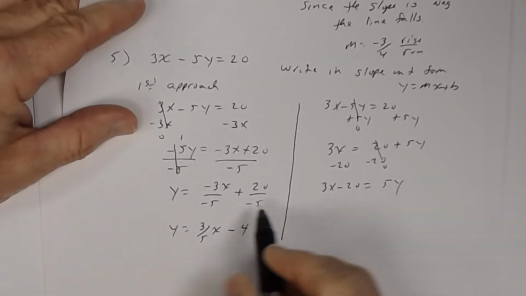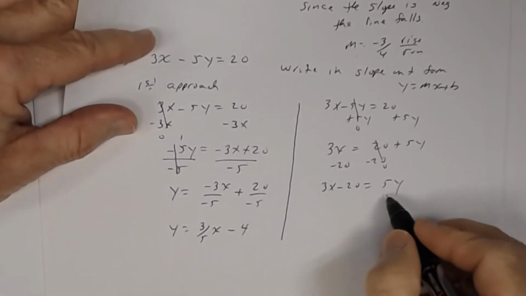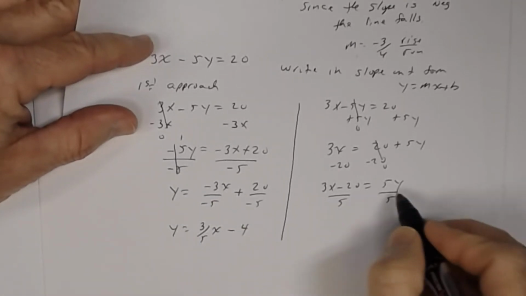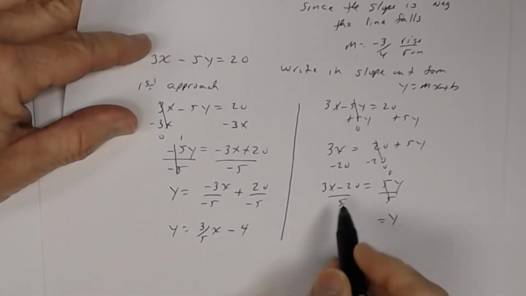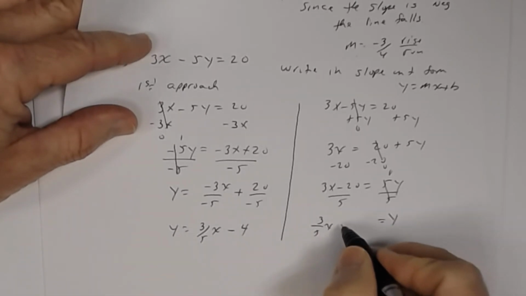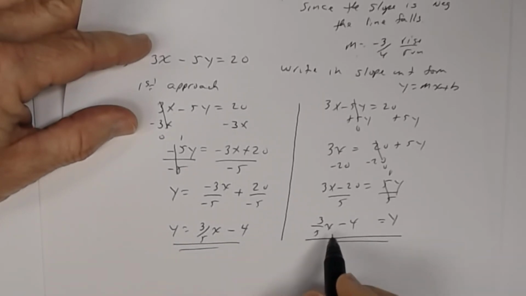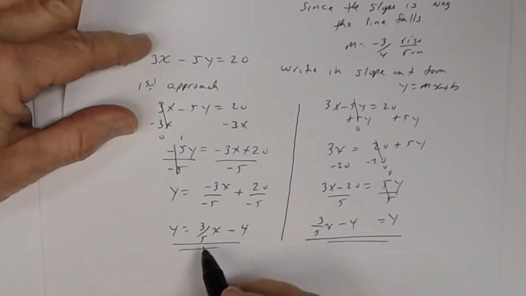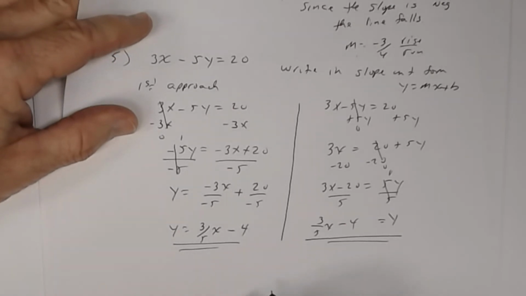And then now, you remember how we divided both sides by the coefficient negative 5? Here you can divide both sides by positive 5. 5 divided by 5 is 1, so you get y equals 3x divided by 5, or 3 fifths x. And then a negative 20 divided by 5 is a negative 4. So you see you still get the same thing: 3 fifths x minus 4 is y. So it doesn't matter which approach you use.